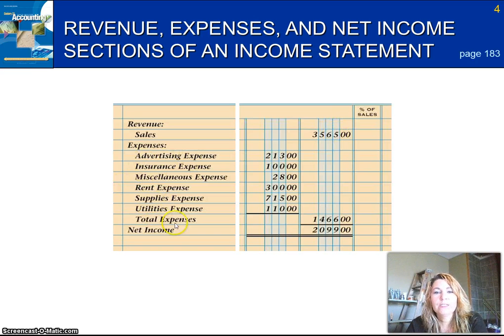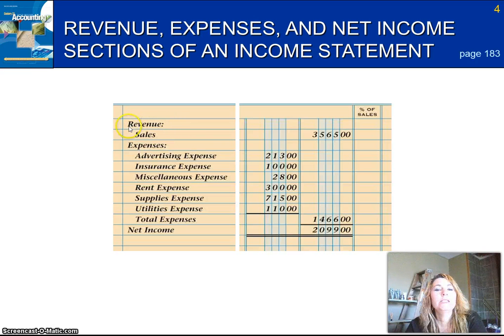Next, we're going to list all of our expenses, and these are after we've already done all the adjustments. You can see insurance expense has an amount and supplies expense has an amount, and those would not have had amounts until we did the adjustments on the worksheet that we did in Chapter 6. So the first section is always going to be your revenue section.